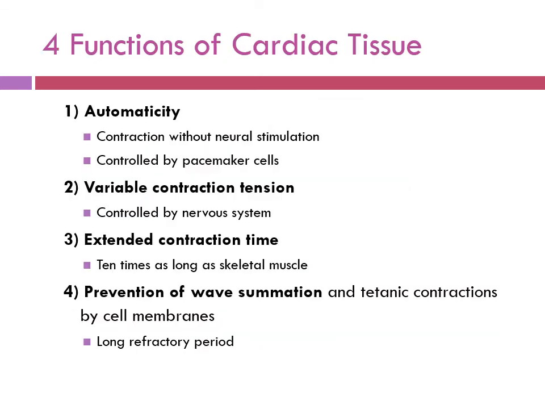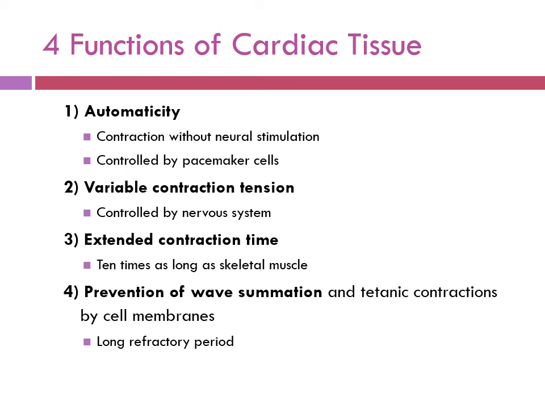Functions of cardiac muscle tissue. Automaticity, which means that the cardiac muscle tissue can actually contract on its own without interference from the central nervous system. It's controlled by pacemaker cells. You're going to learn a lot more about that in A&P2. It's important to know that even though it can function without neural stimulation, it does always have sympathetic and parasympathetic input, but in the absence of sympathetic and parasympathetic input, the heart would continue to beat. So that's what automaticity means.